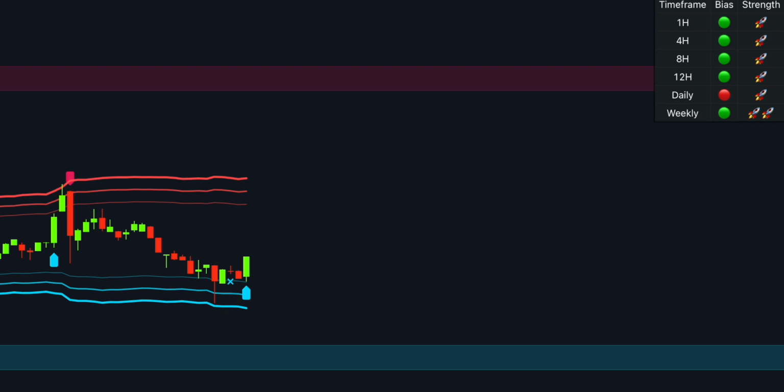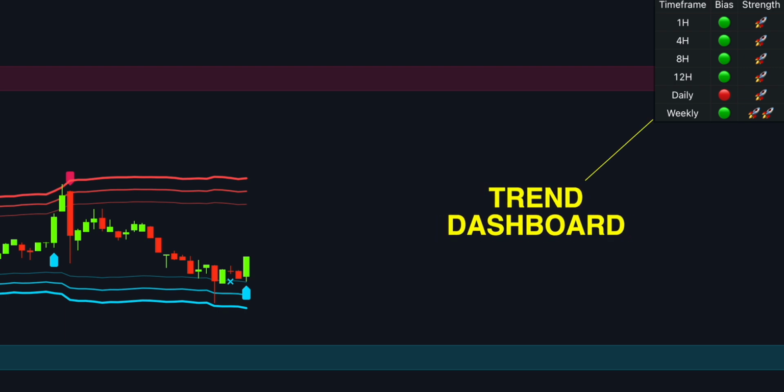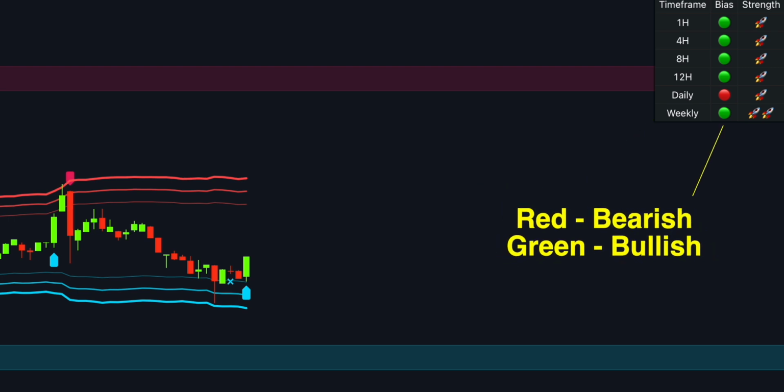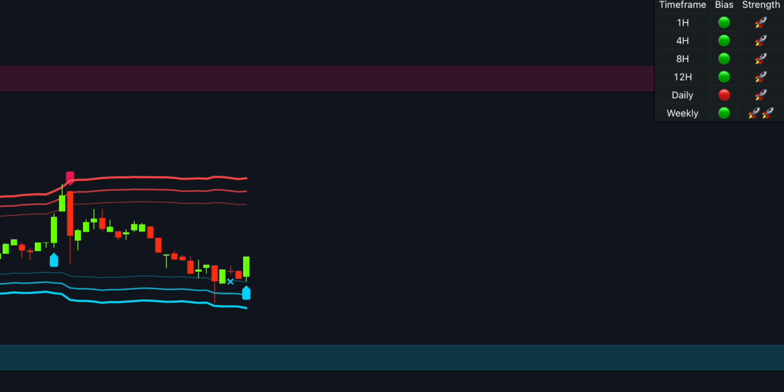Before deciding whether to buy, we need to check the trend first. This indicator has a trend dashboard that gives you a view of the current trend as well as its strength on multiple time frames. This feature puts you ahead of 90% of traders who don't use multi-time frame price analysis. You see, in order to have an edge in trading, you need to make sure every single trade you take has a high probability of being successful.